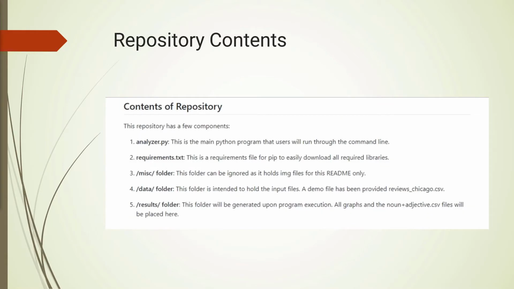The source code itself just consists of these different files and folders. Analyzer.py is the main Python program that you'll run through the command line. The requirements.txt file is something that you need to run to download all the different dependencies for the main program. Then you can ignore the miscellaneous folder. The data folder is where you put all the input files which contain the reviews of the different listings you're interested in. And the results folder is generated upon the program execution and it just holds all the different results that you wanted to generate.